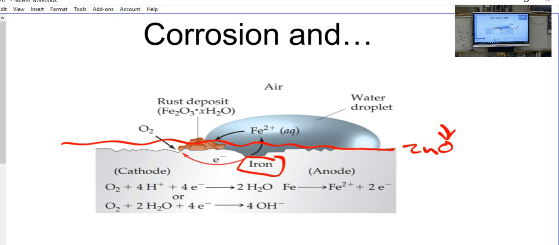Sorry, kid. Hi, kids. All right, another application of this is corrosion and anti-corrosion.